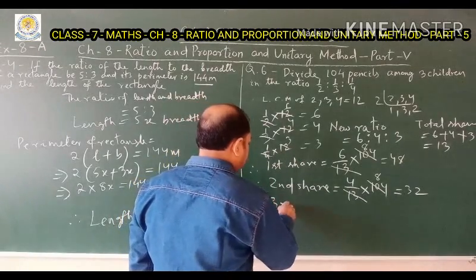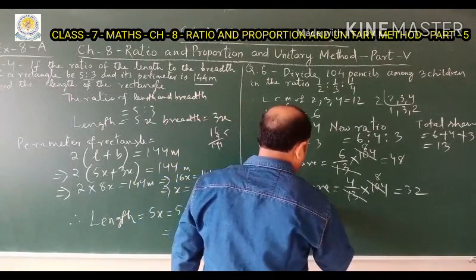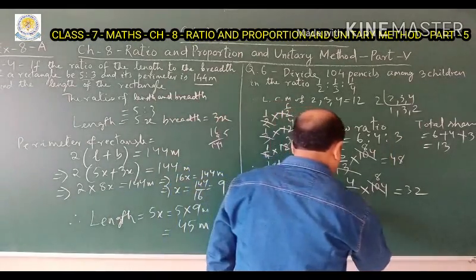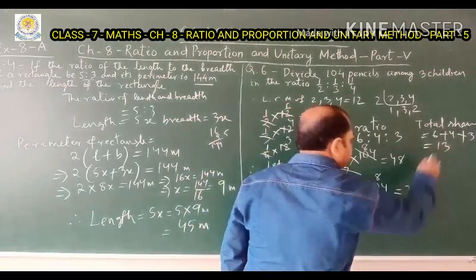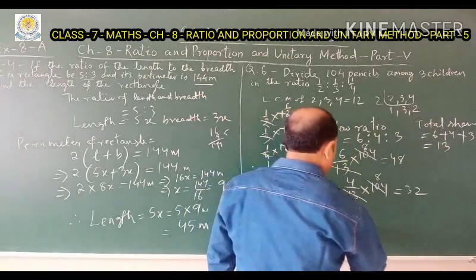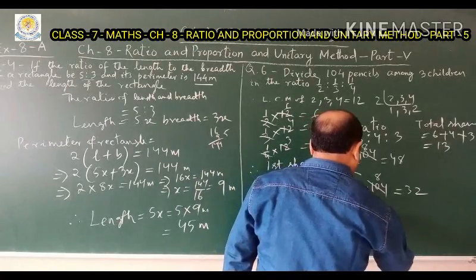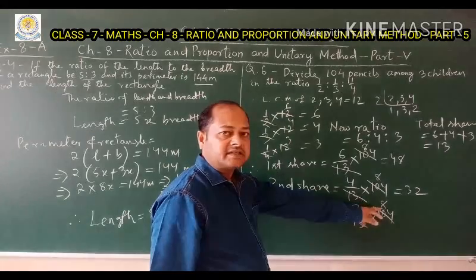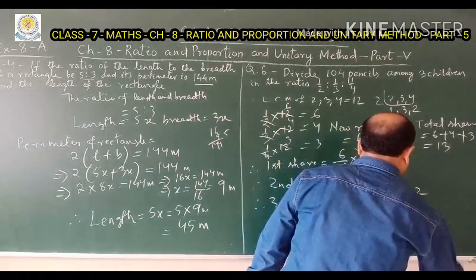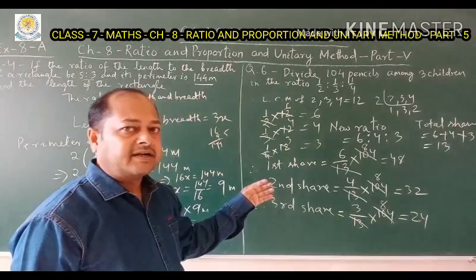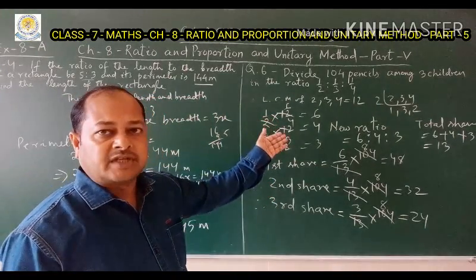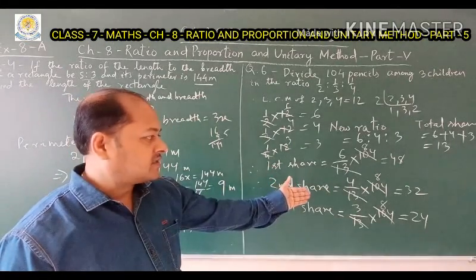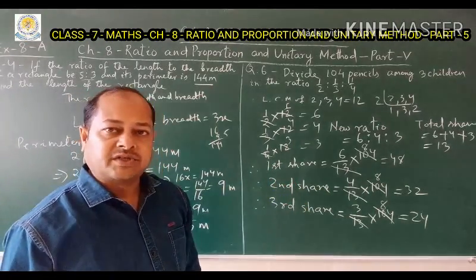Therefore third share equal to, what is the ratio of the third share? That is 3 upon the total share. Total share is how much? That is 13 into 104. So 13 eights are 104 and 3 eights are 24. So we have divided the 104 pencils into 3 parts. The first part is 48, second part is 32, and the third part is 24.